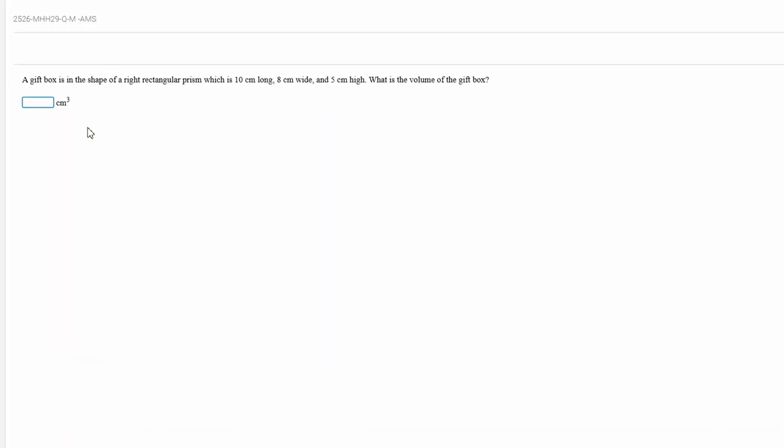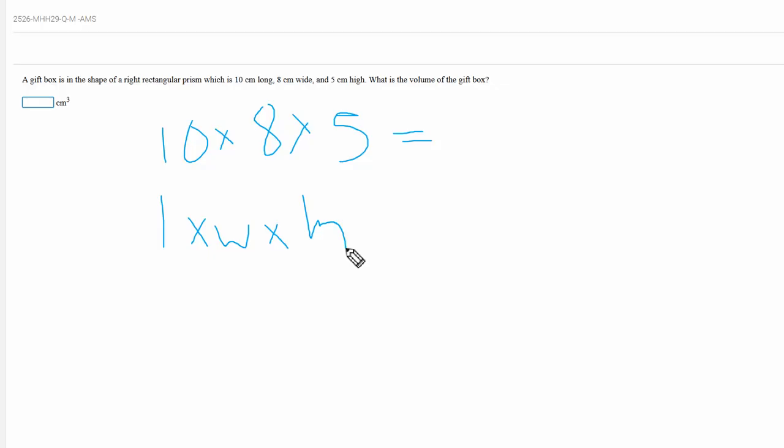A gift box is in the shape of a right rectangular prism, which is 10 centimeters long, 8 centimeters wide, 5 centimeters high. So what is the volume? Volume of a rectangular prism, again, what did we study? Length times width times height. So we're going to multiply them: 10 times 8 times 5. For example, 10 times 8 gives us 80, times 5 gives us 400. Excellent.